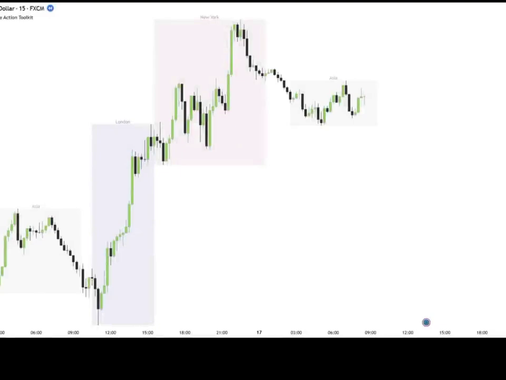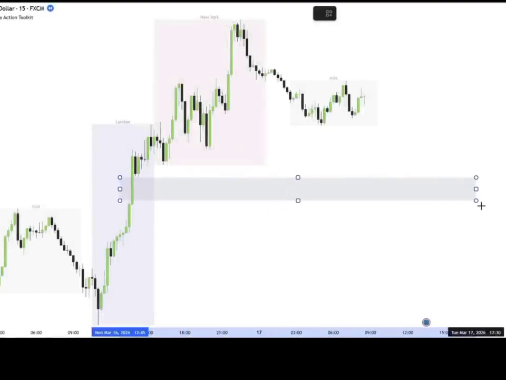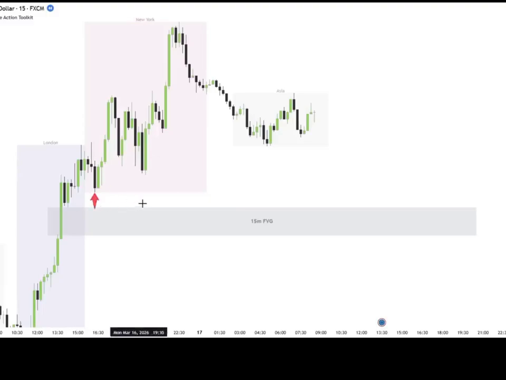Here once again, we have the Euro-Dollar 15-minute chart on the screen. As you can see, we have an unmitigated 15-minute bullish fair value gap formed during the London session, sitting just below the New York low. So the next step is to wait for the price to sweep the New York low, tap into that fair value gap, and then immediately show rejection.